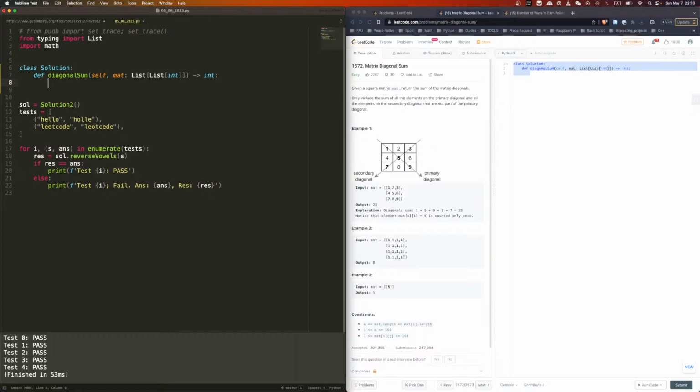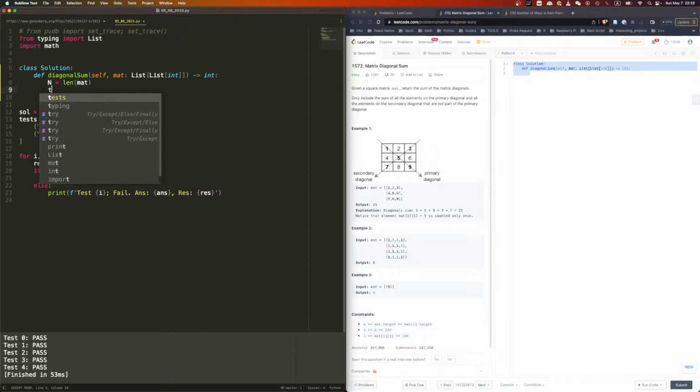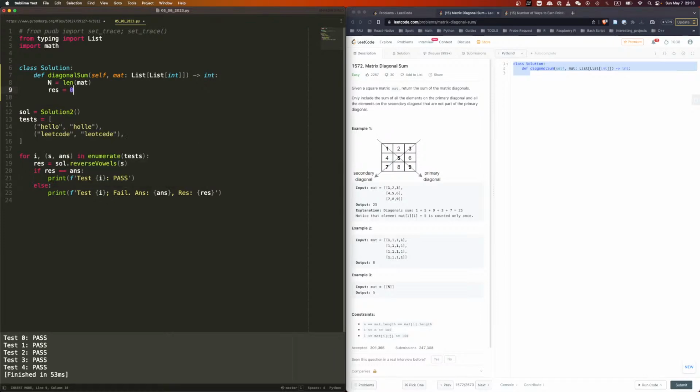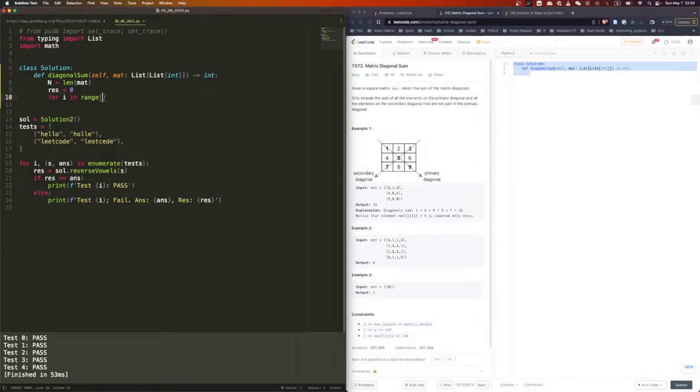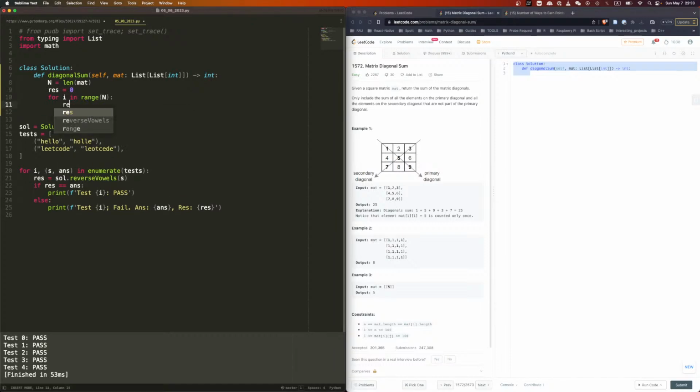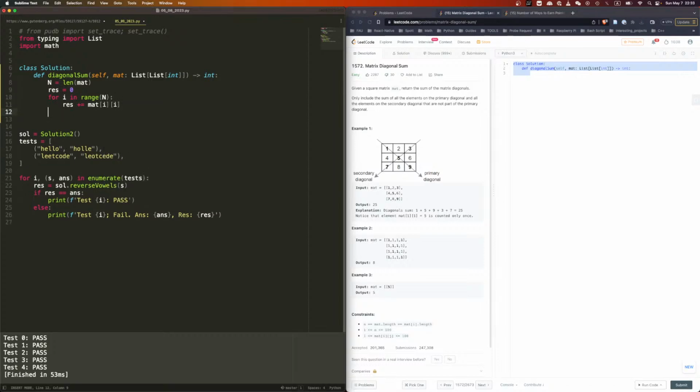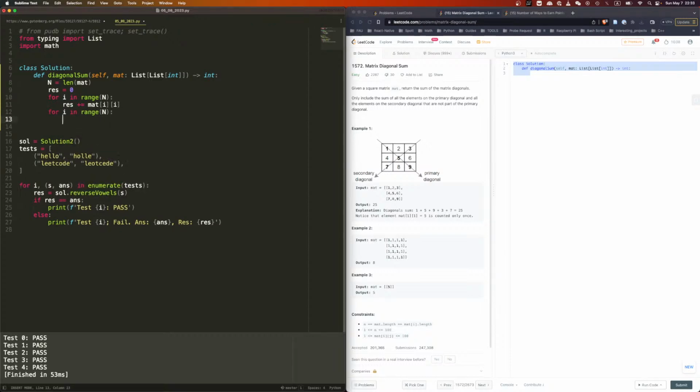Never mind. What we're gonna do is n equals the length, because it's a square, so it's gonna be the same. So total, I can say res equals 0. Right? I'll say for i in range n, res plus equal to mat[i][i]. And for i in range n, res plus equal to mat[i][n minus 1 minus i]. Okay, that's n minus 1 minus i, right?